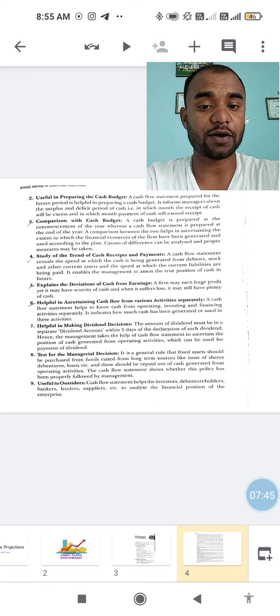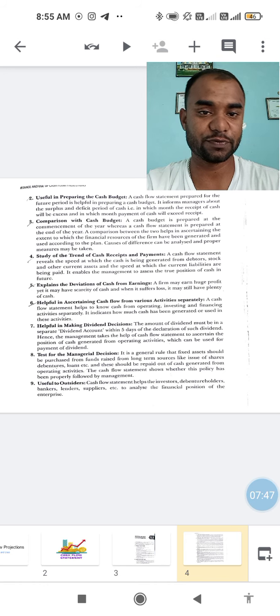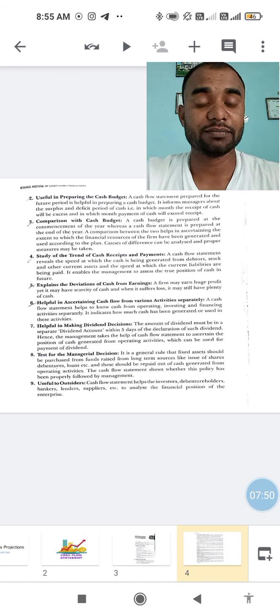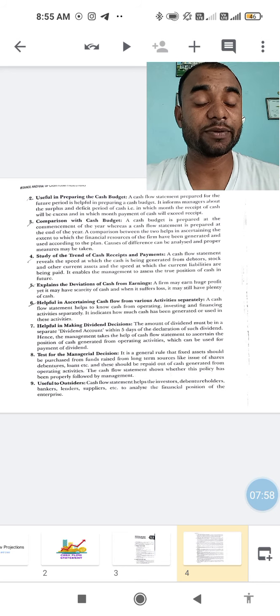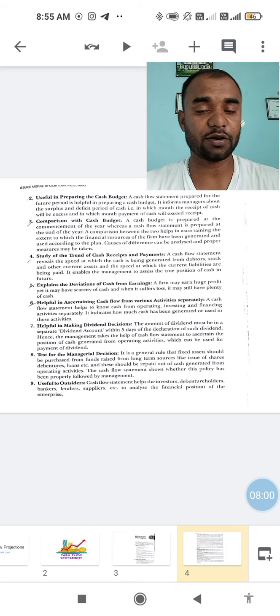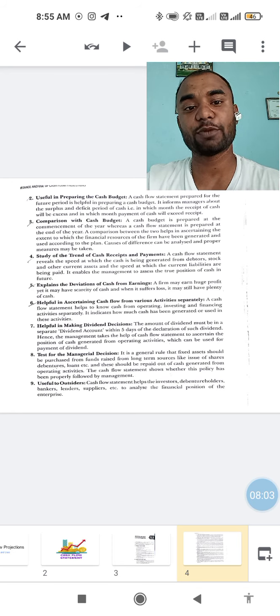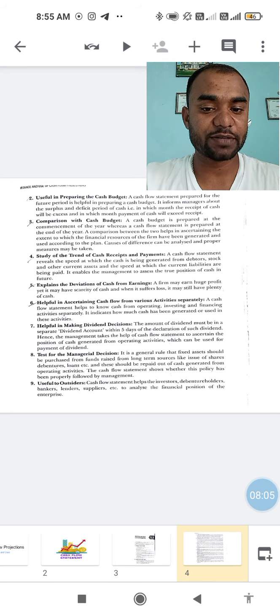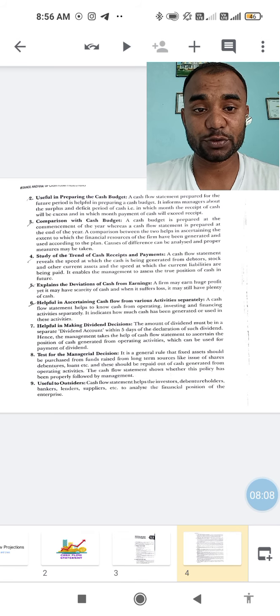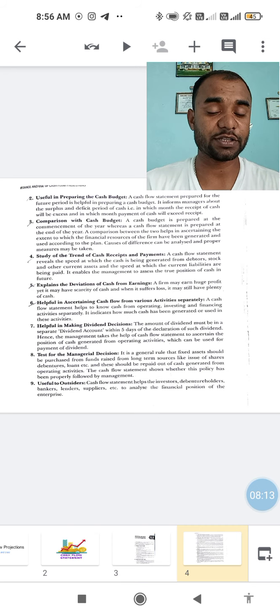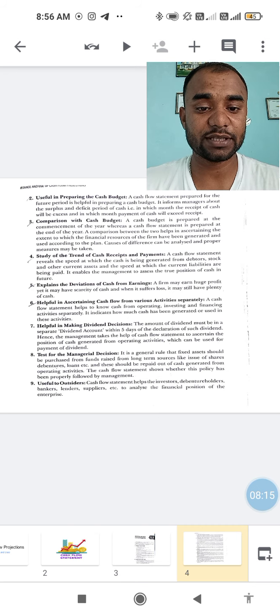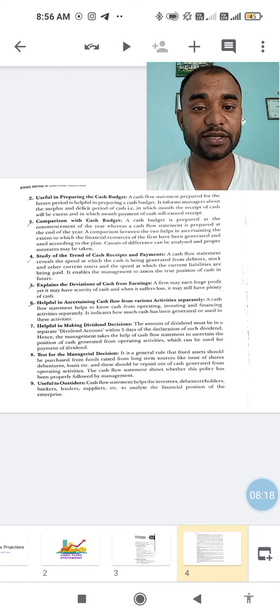Next, it is useful to outsiders. Why is a cash flow statement useful to outsiders? Because there are many stakeholders of your concern. So they will also require some information about the position of your business. For that reason, it's very necessary that they should also see what the status of the cash of your concern is. The cash flow statement helps the investors, debenture holders, bankers, lenders, and suppliers to analyze the financial position of the enterprise.